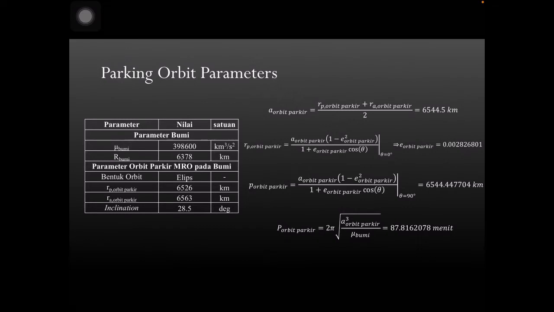The first one is the semi-major axis, which is the average of the pericenter distance and the apocenter distance. To obtain the eccentricity of the parking orbit, the orbit trajectory equation is used with theta equals 0, and to obtain the semi-latus rectum, the orbit trajectory equation is also used, but with theta equal to 90 degrees. The period of the parking orbit uses Kepler's third law, to obtain around 87.82 minutes.